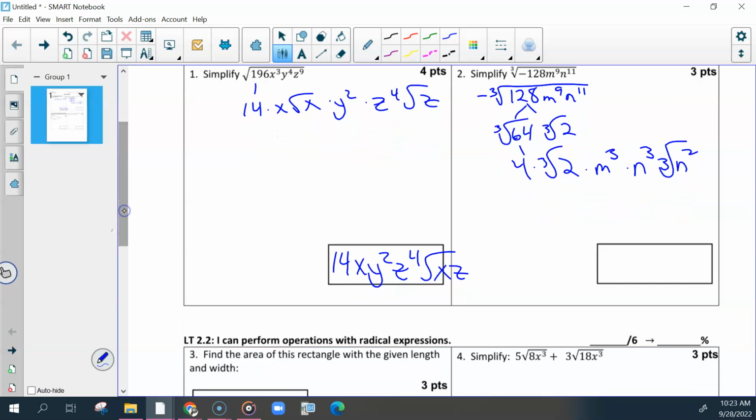So then on the outside, we have negative 4m cubed n cubed. Make sure you're putting the index, the 3, on the outside. And then on the inside, 2n squared.